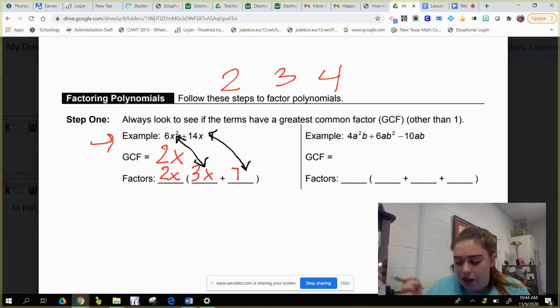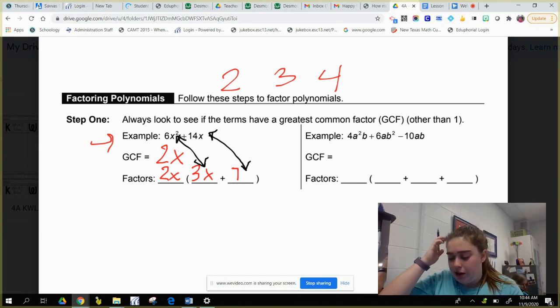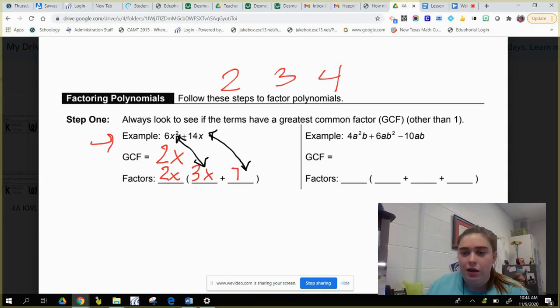Okay, so now let's look at the next one. So we have an example, and I'm not going to read that because it's very long to read, but y'all can see what it says. So we wanted to consider the numbers and the variables. We have 2 variables here, a and b, so we might have to take out 2 different variables depending on if we can.